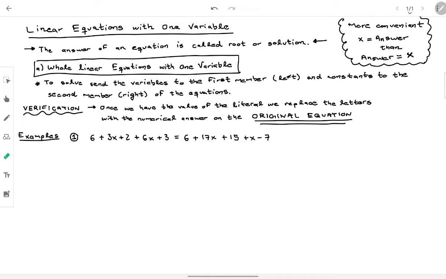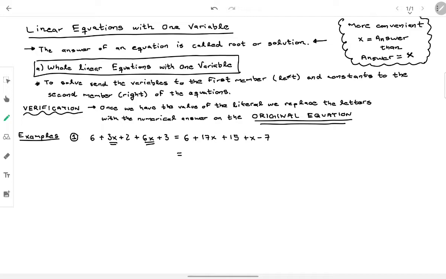So let's see, in the first example, we have something like this. We have a linear equation. It says that to solve, we need to send the variables to the first member, that means to the left, and the numbers to the second or the right member of the equation. That means we will start with the letters, and we will have the equal sign.